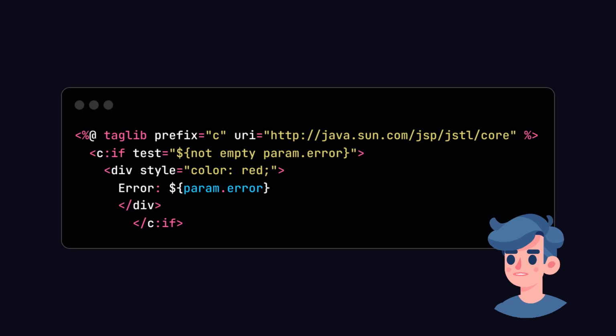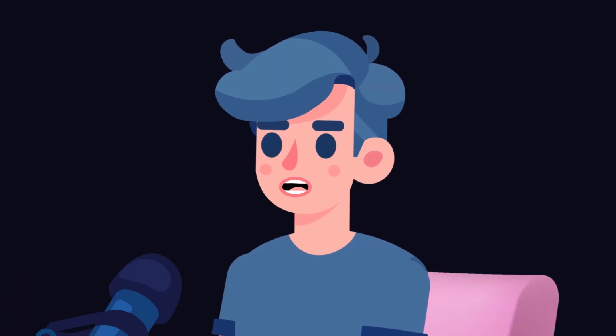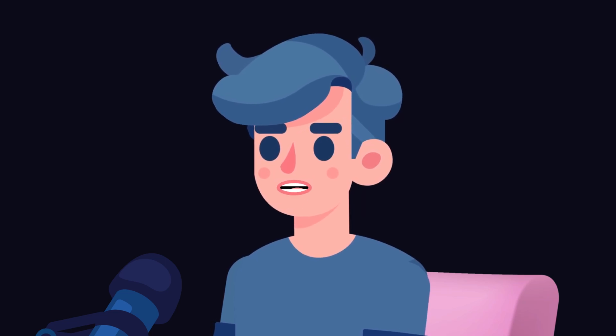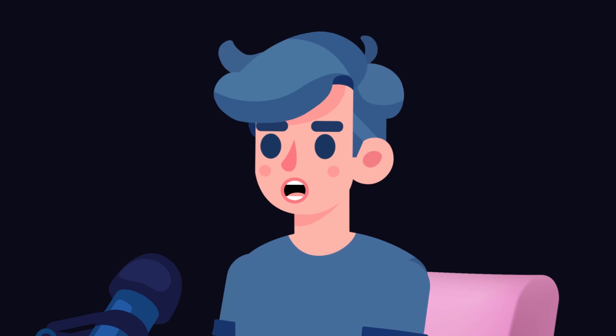Now, let's look at how to use a tag library effectively for debugging. JSTL, the JavaServer Pages Standard Tag Library, can simplify error handling. Using JSTL, you can conditionally display error messages based on the presence of an error parameter. This reduces the need for excessive scriptlet code.